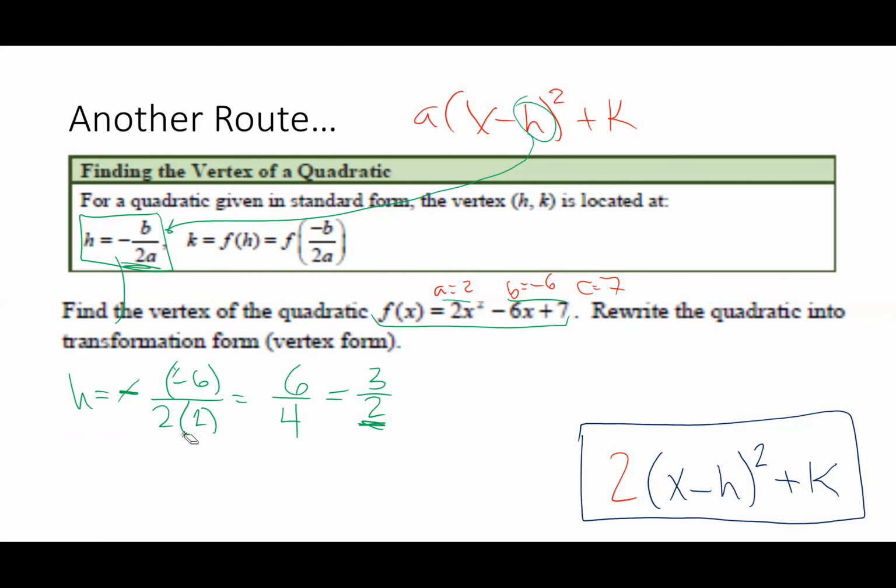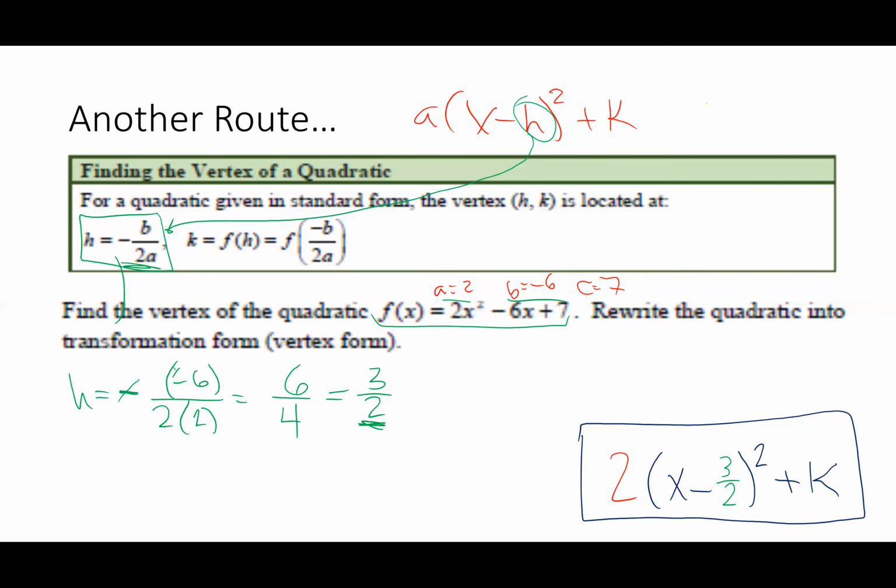So what I get to do now is pop that h value in. So you see, we're completing the square without completing the square. So now I need to find the k value. What is the k value again?